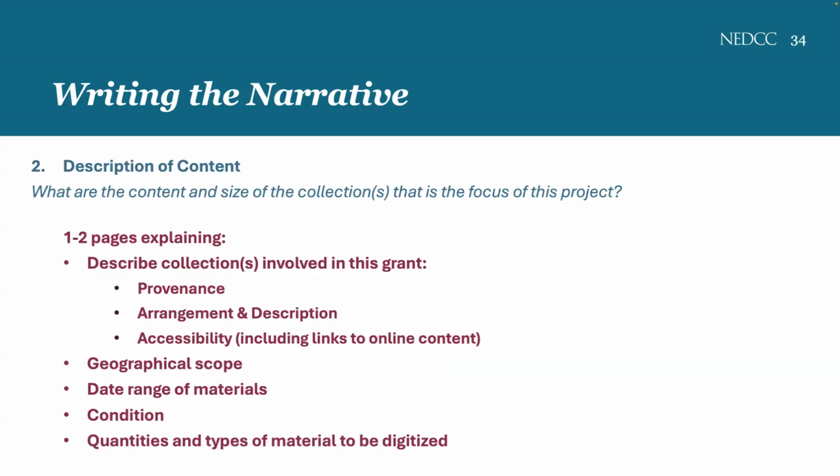Moving on to description of content. So what are the collections involved in this grant? This section asks you to talk about what you have, what types of materials, how many, their date span, their current condition. The idea is to allow the reviewers to understand what you have and what you are doing with it right now. There will likely be a quantitative element in order to determine the extent of your chosen collection.